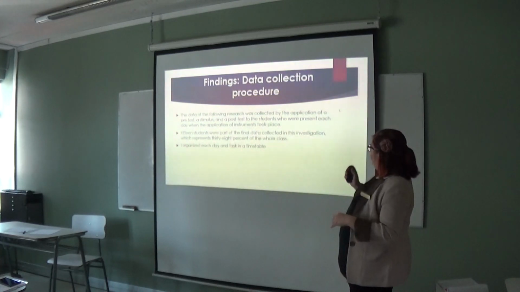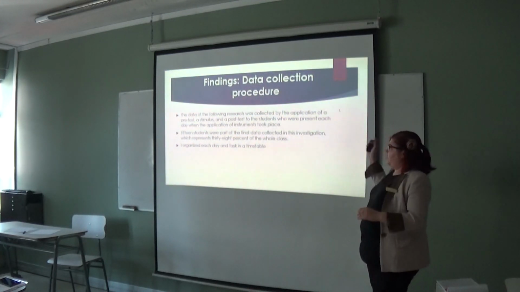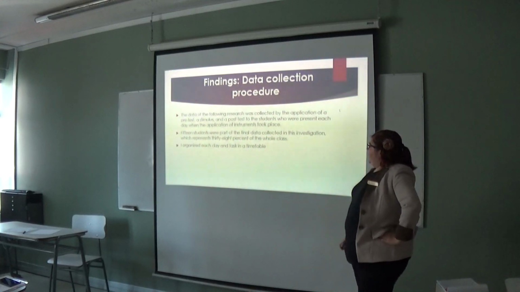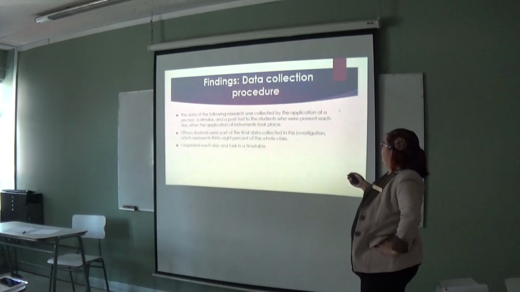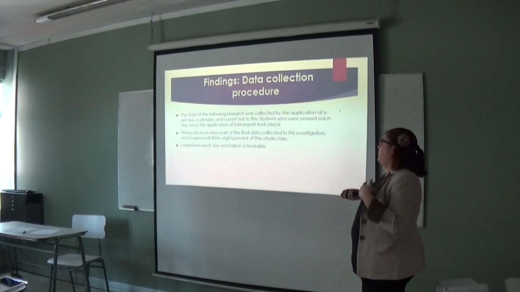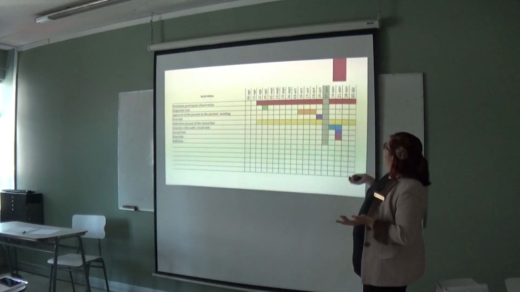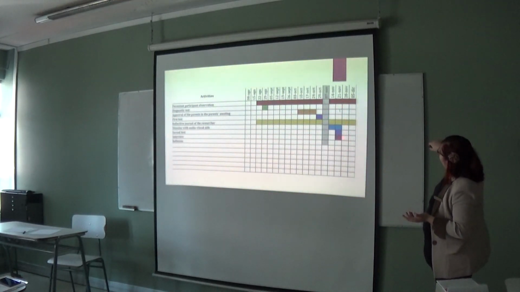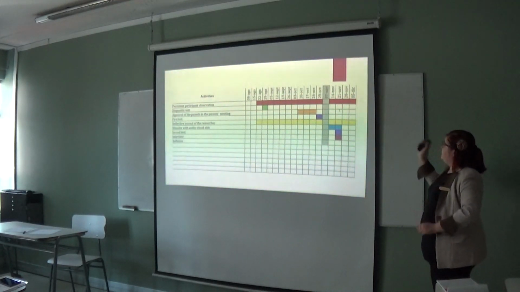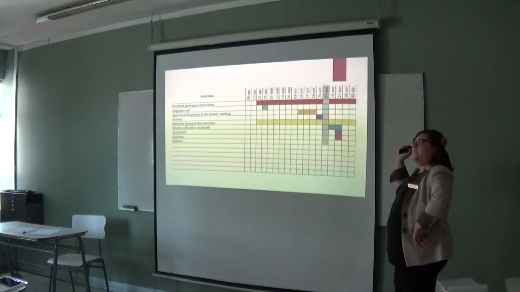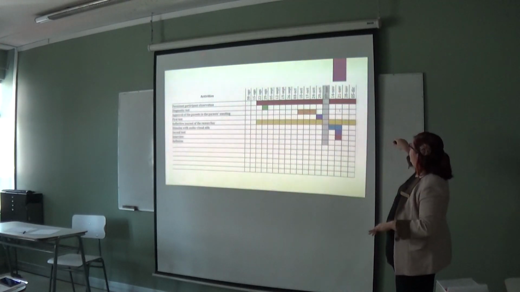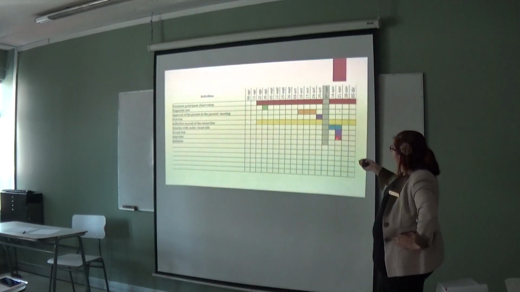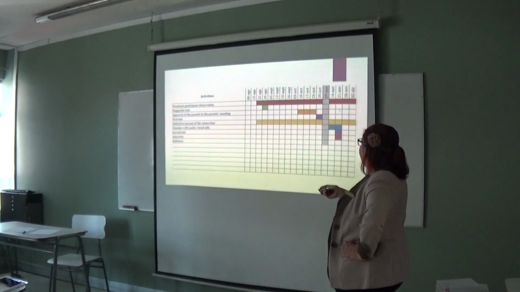Okay, findings, data collection procedure. The data was collected by the application of the pre-test, a stimulus, and the post-test, where students were present. 15 students were part of the final data collected by the investigation, the ones that have the approval of the parents. But I organized everything in this table. However, I want to mark this number 7 because this was the SIMCE evaluation. So I had to put it like this. There was no class at all, but I want to mark this one that is in the second test.